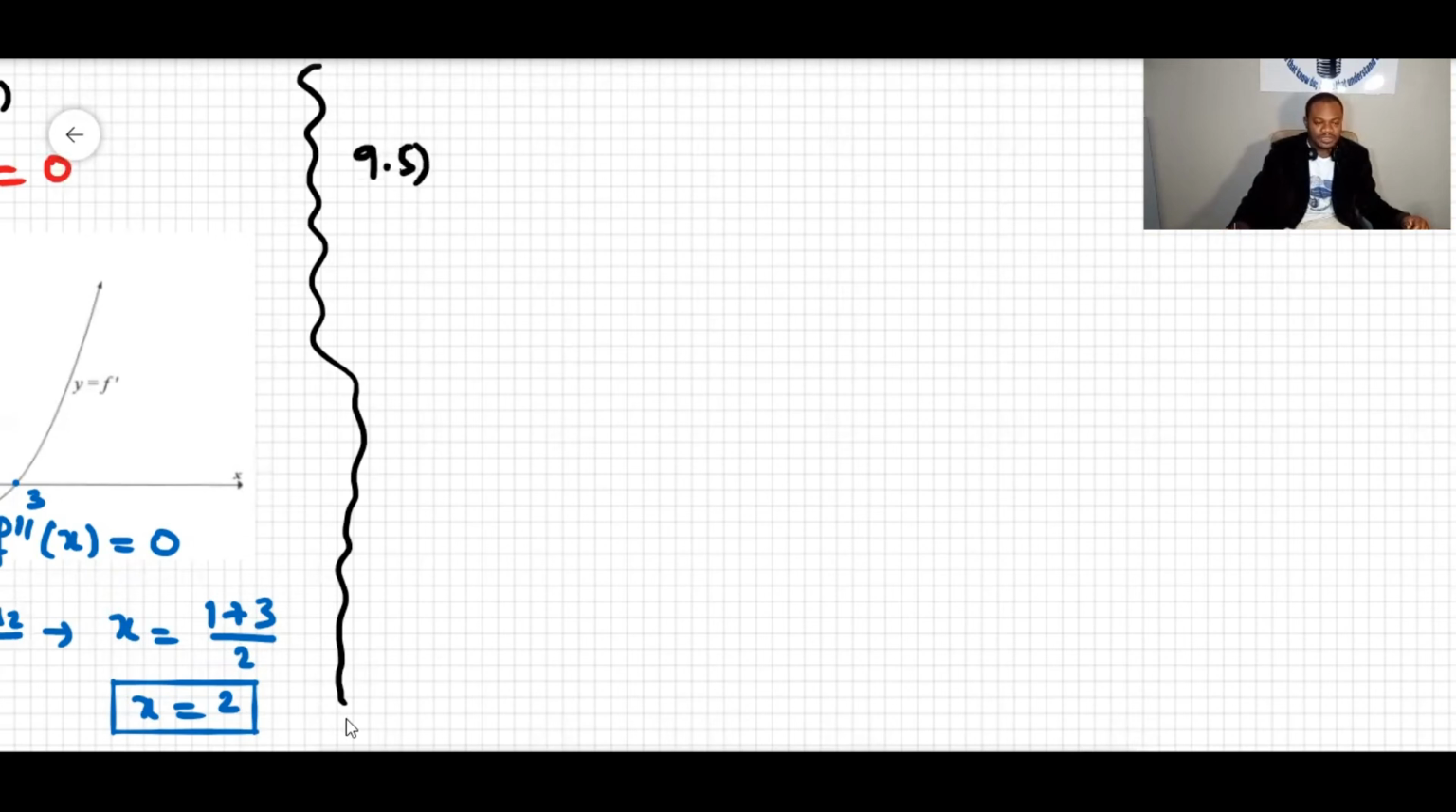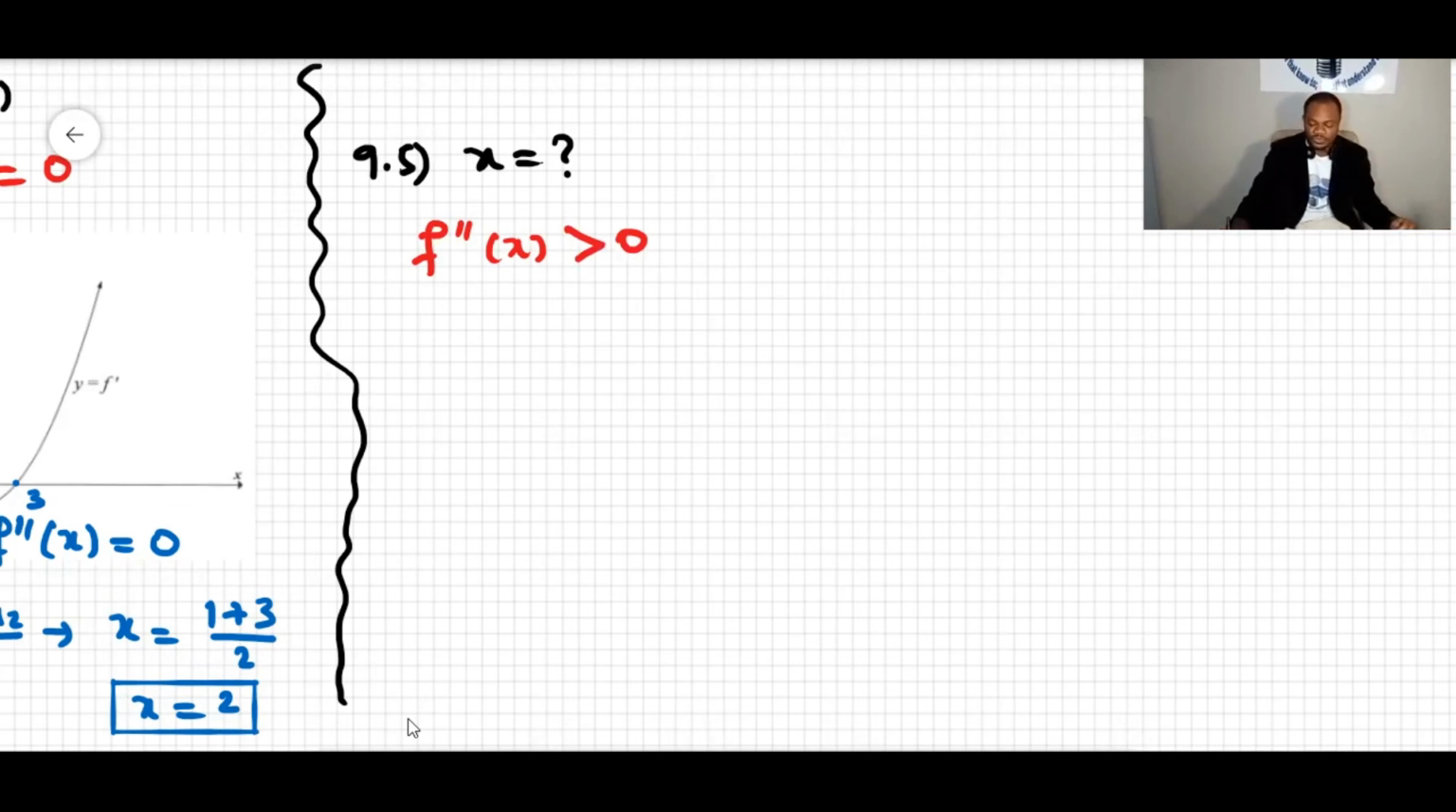We're looking for the values of x for which f is concave up. This is possible only when the second derivative of x is greater than or equal to 0. This is the condition to have concave up. Concave down will be less than 0. Point of inflection will be where the second derivative equals 0.